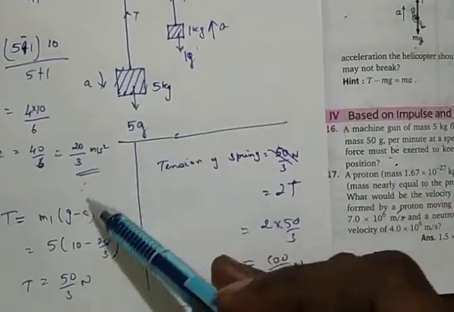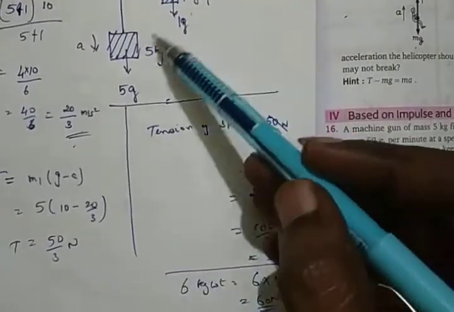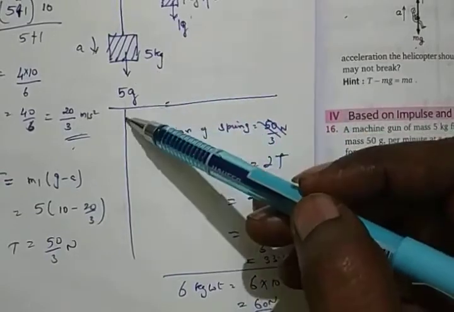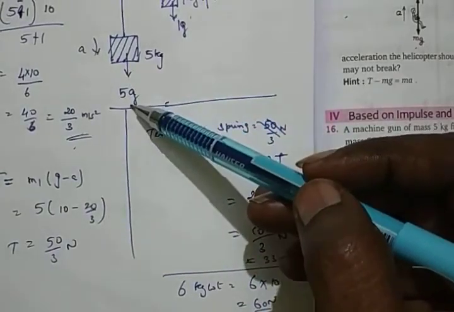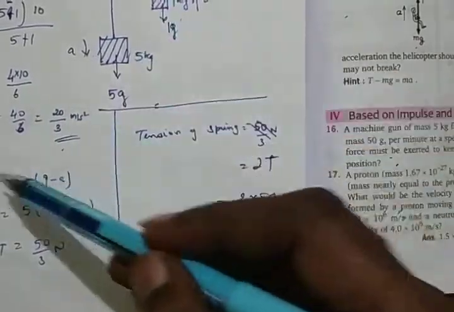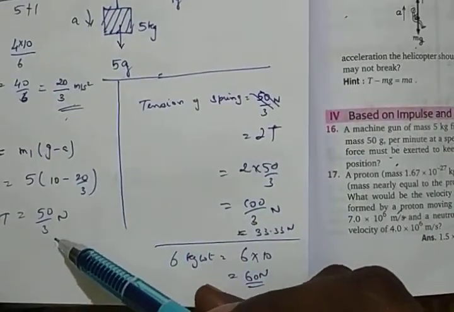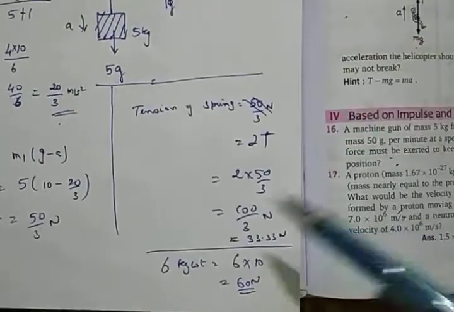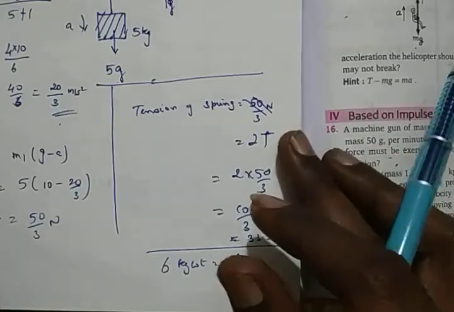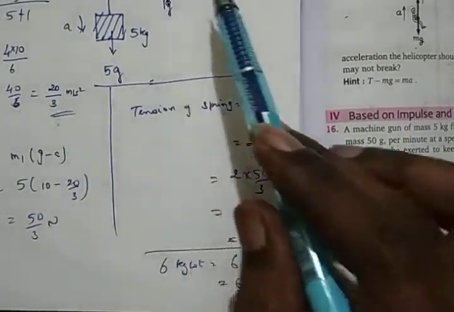Based on this one also, you will get the tension. What is the tension here for this one? This is bigger. It is 5g minus m into a is equal to tension. So you get tension also equal to 50/3. This tension you will get. Because of these two things, now you got the tension and the acceleration for these basic things.